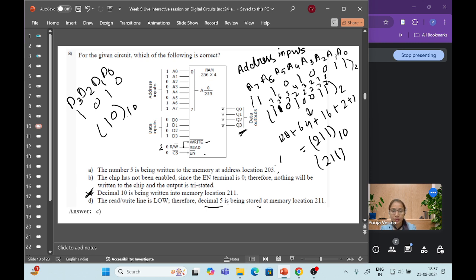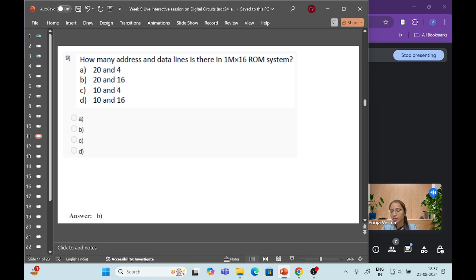Moving to the next question. How many address lines and data lines are there in a 1M into 16 ROM system?